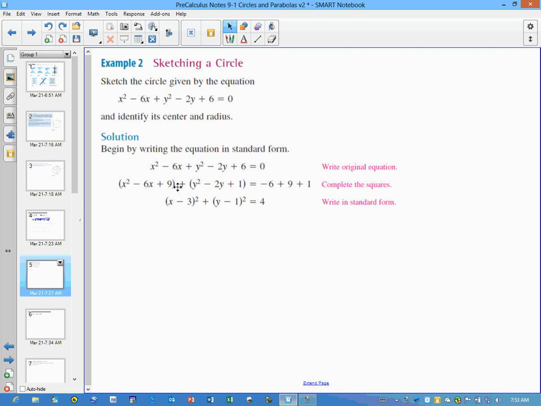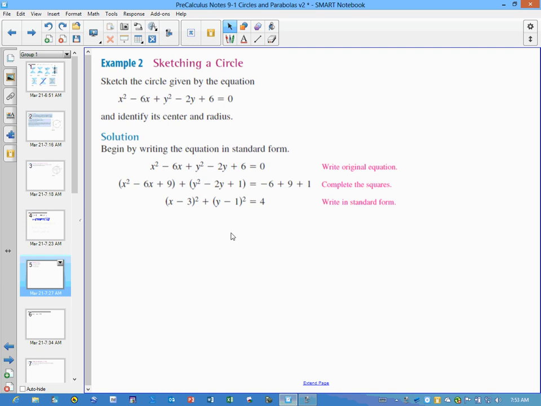And then cleaning this up, we simply factor this as a perfect square. I know it's a perfect square because we just made it a perfect square. And don't forget that the sign in the middle will be the same as the sign in the middle here when you do the factoring. So that is our standard form of the equation.